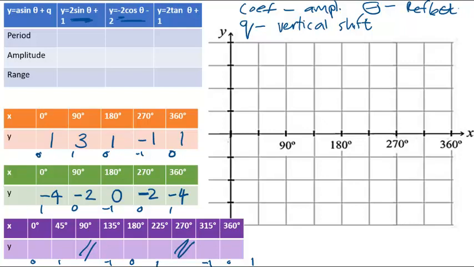Next up, let's do the tangent. So we're going to say 2 tan theta plus 1. 0 times 2 is 0. Plus 1 is 1. 1 times 2 is 2. Plus 1 is 3. Minus 1 times 2 is minus 2. Plus 1 is minus 1. 0 plus 1 is 1. And then 2 times 1 is 2. Plus 1 is 3. Minus 1 times 2 is minus 2. Plus 1 is minus 1. And then 0 times 2 is 0. Plus 1 is 1. The last one will give me 3.